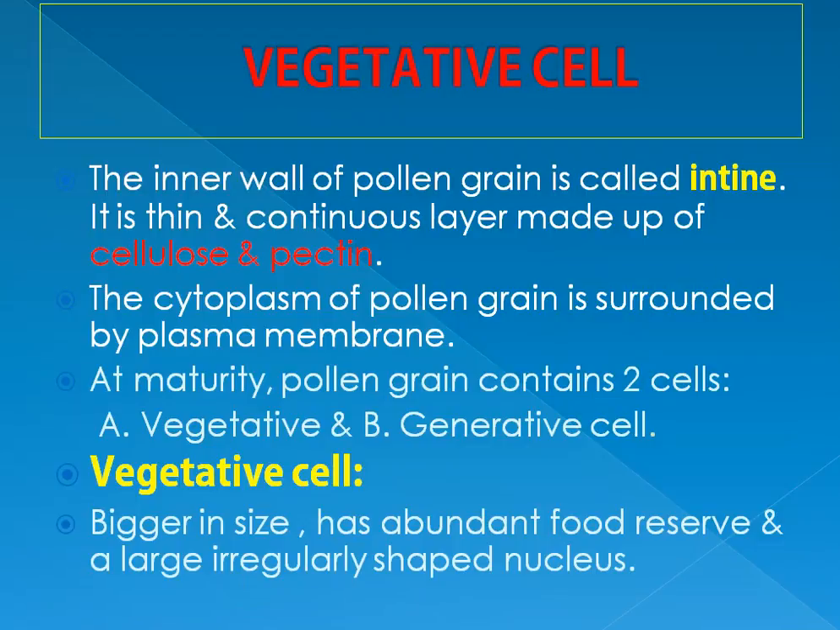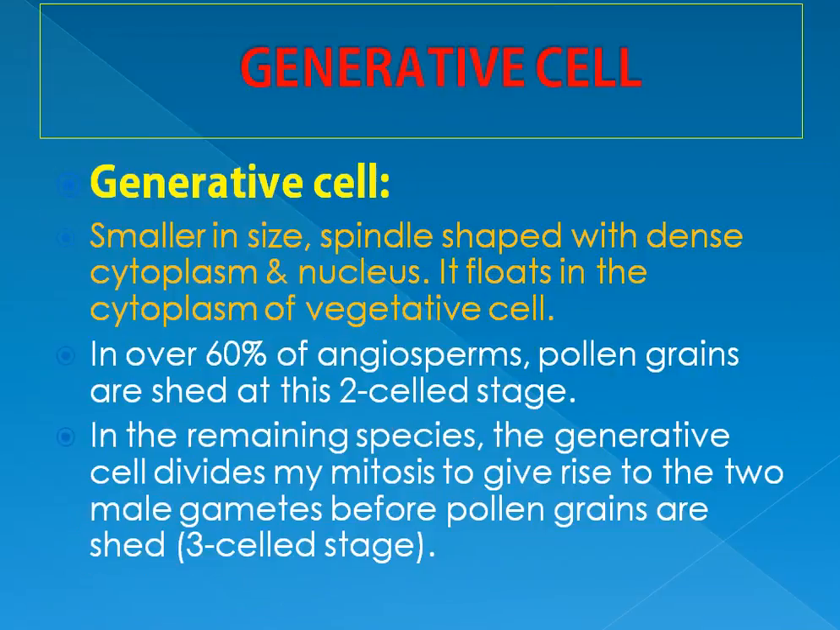The cytoplasm of the pollen grain is surrounded by the plasma membrane. At maturity, the pollen grain contains two cells. First one is the vegetative cell and second one is the generative cell. The vegetative cell is bigger in size, has abundant food reserve and a large irregularly shaped nucleus. The generative cell is smaller in size, spindle shaped with dense cytoplasm and nucleus. It floats in the cytoplasm of the vegetative cell.